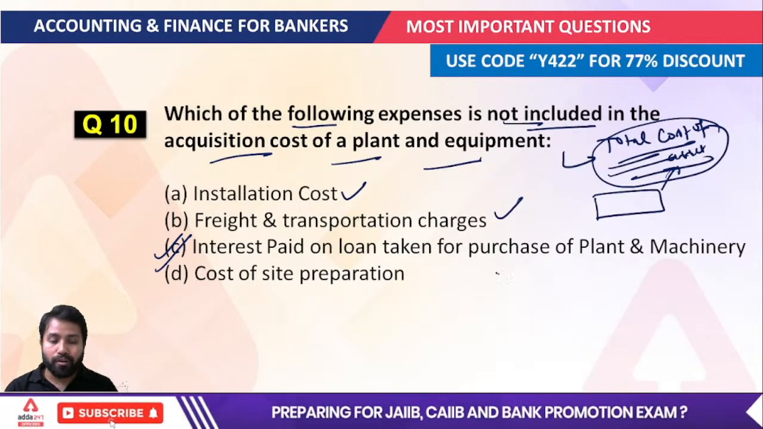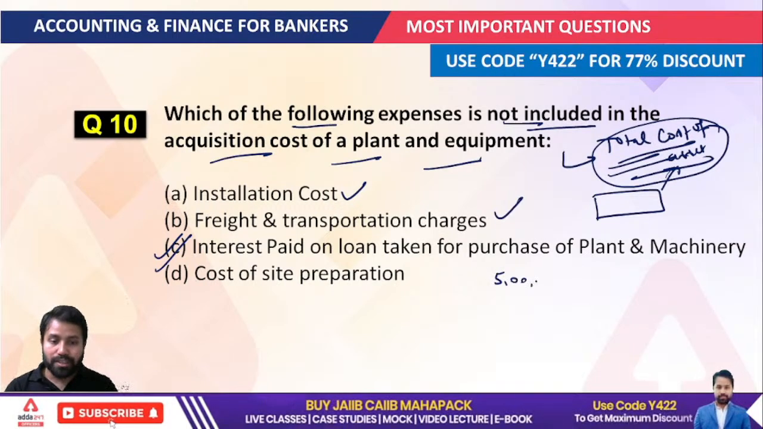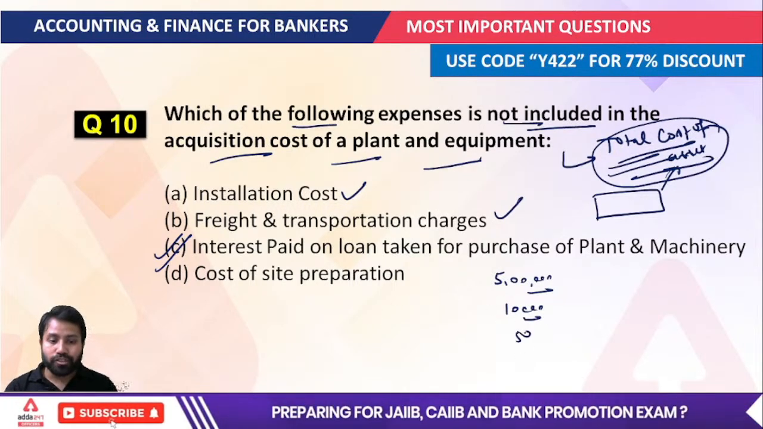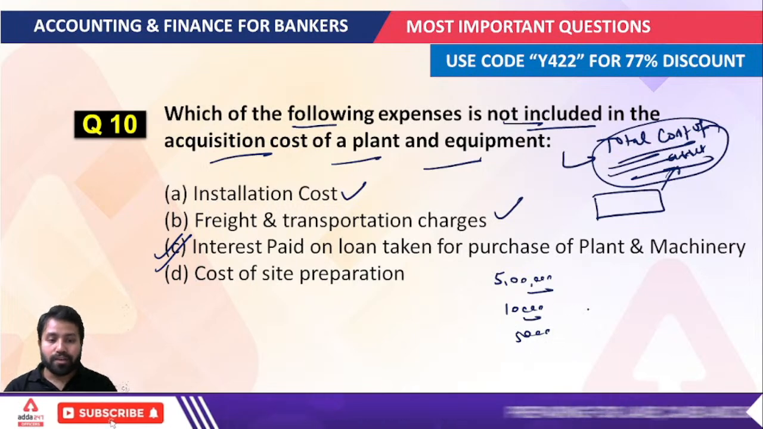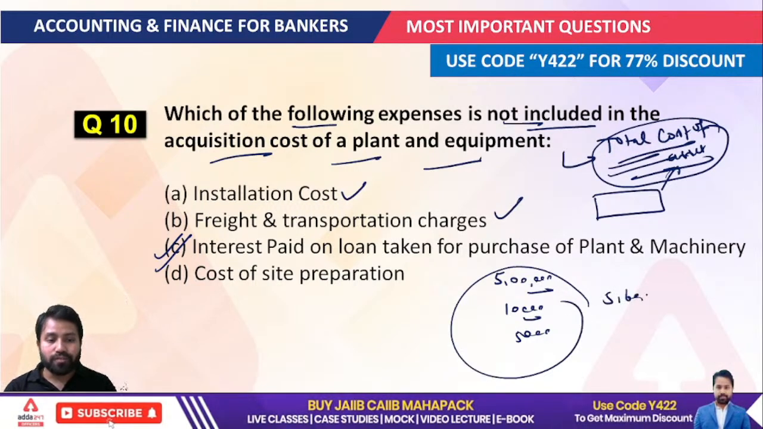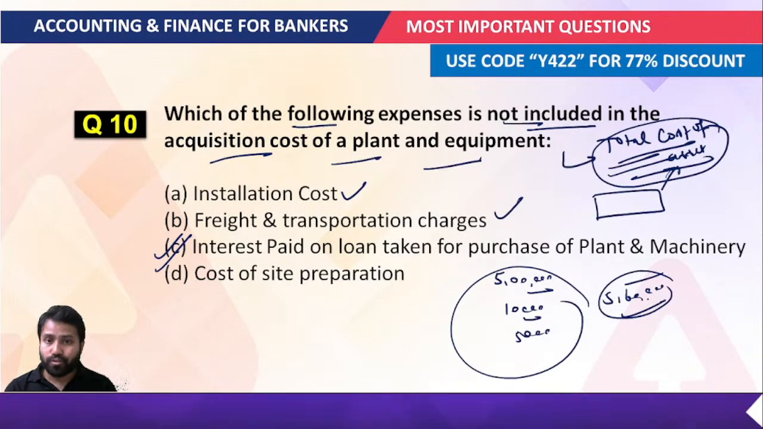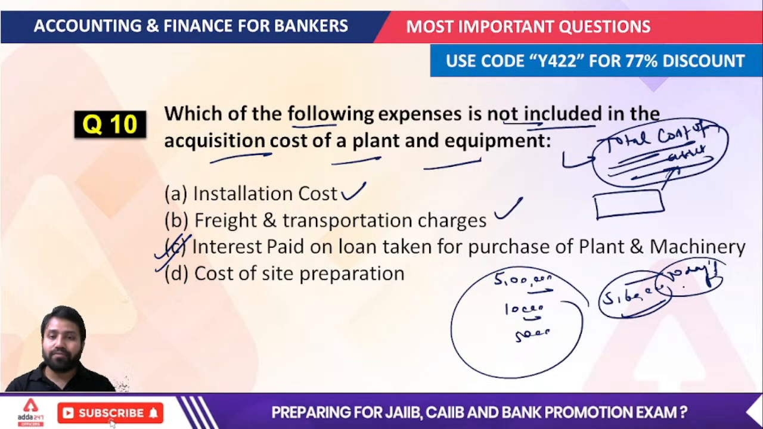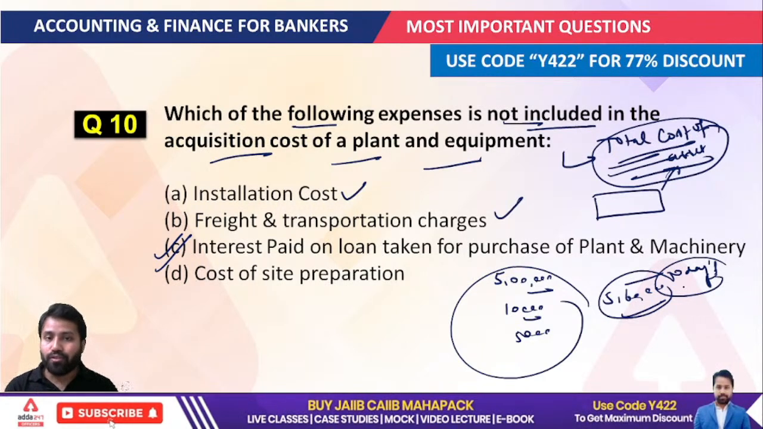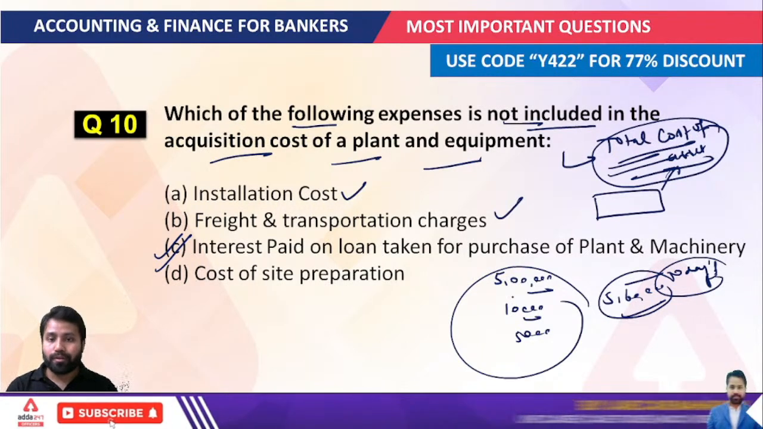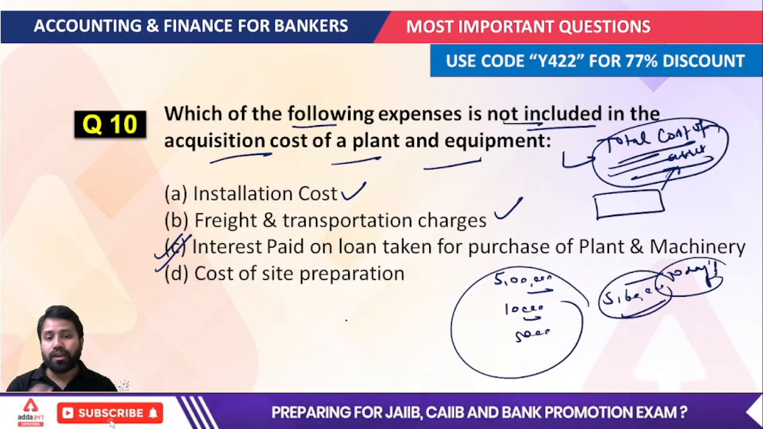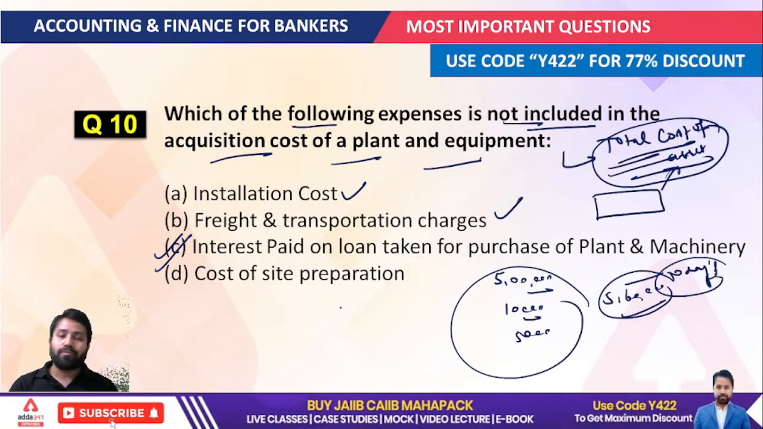Suppose you purchase a machine today for 5 lakh rupees, and the installation cost is 10,000. And the freight and transportation charges are 5,000. So you can understand the total cost of the machine would be 5,60,000 rupees. We are talking about whatever asset we purchase today, and the real value of that is what we have to include. So that's why your answer would be C, this expense is not included in the acquisition cost of a plant and equipment.